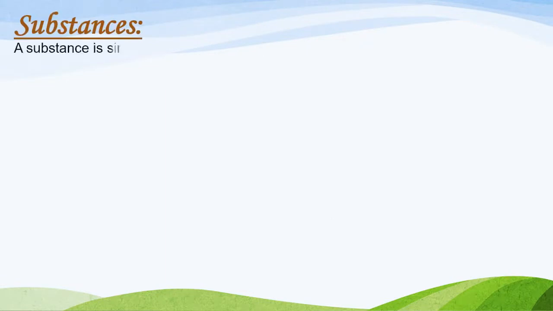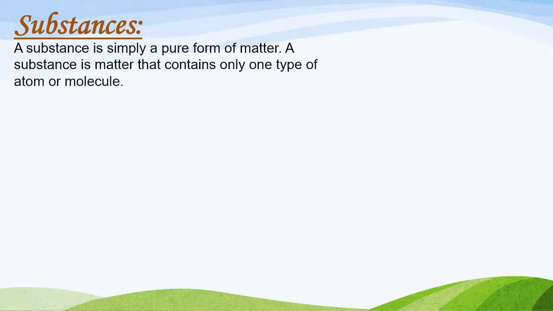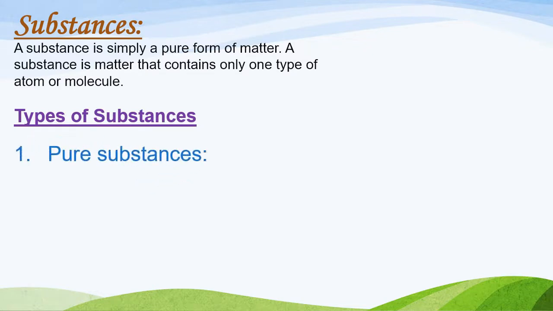Substances. A substance is simply a pure form of matter. A substance is matter that contains only one type of atom or molecule. Now we will see types of substances. There are two types of substances, pure substances and impure substances. First of all, we will see what are pure substances.